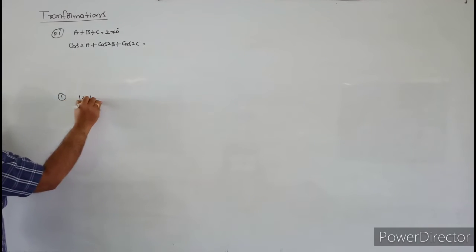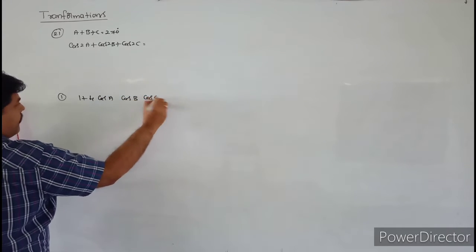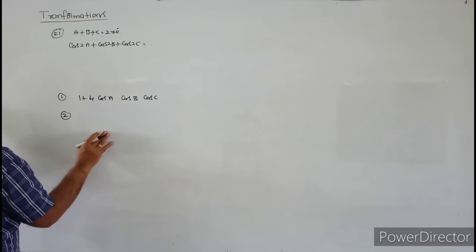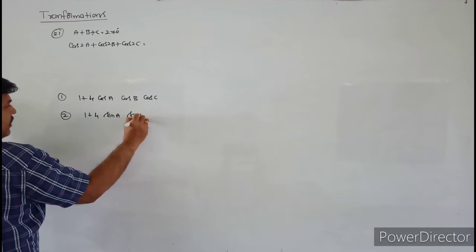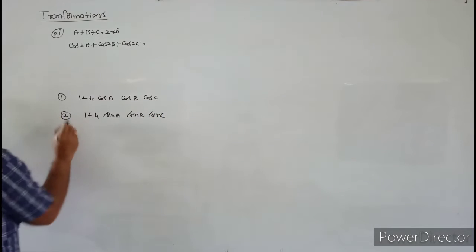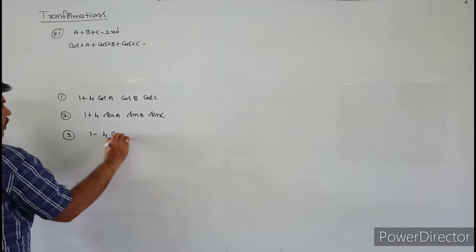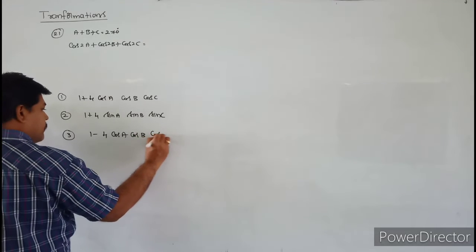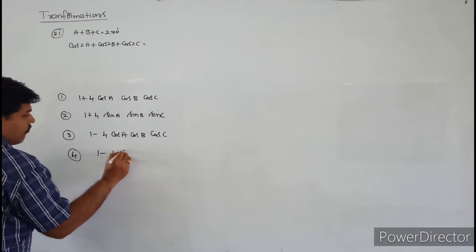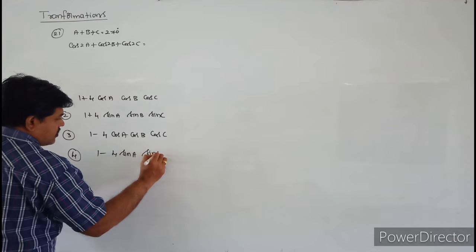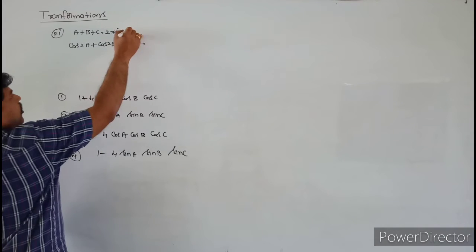The first option is 1 plus 4 cos A cos B cos C, and the second one is 1 plus 4 sin A sin B sin C. The next one is 1 minus 4 cos A cos B cos C, and the fourth option is 1 minus 4 sin A sin B sin C. I have already told you how to do this kind of problem. So what is that?